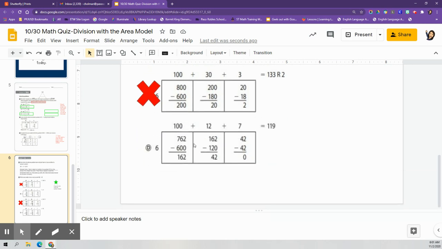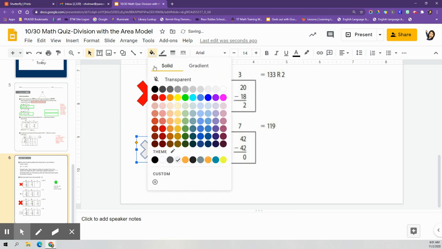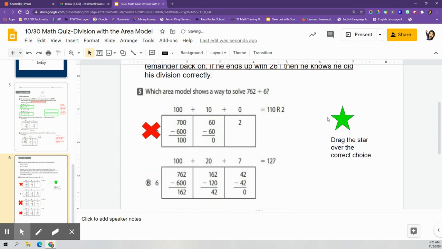So let me look at D. So it says 762 divided by 6. 6 times 100 equals 600, which leaves me with 162. That is correct. And then I have 162 minus 120 equals 42. That's correct. But the part that's incorrect on D is it says 6 times 12 equals 120. Does 6 times 12 equal 120? No. 6 times 20 equals 120. So we know that we found the error in D. D is incorrect as well, okay? Which means that the answer is B.